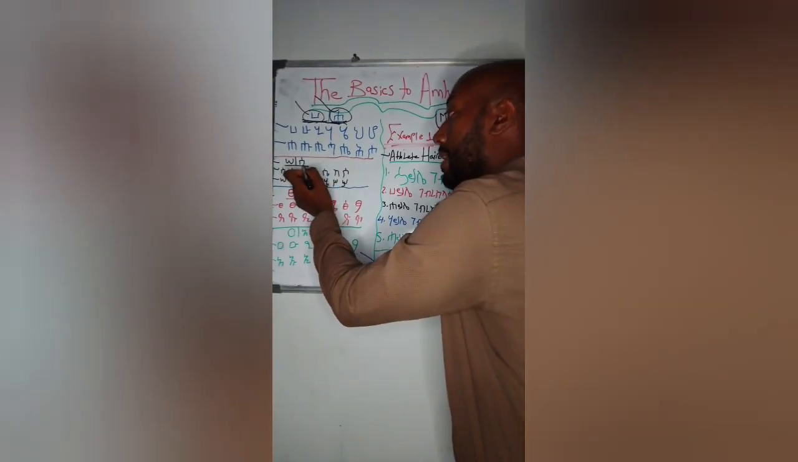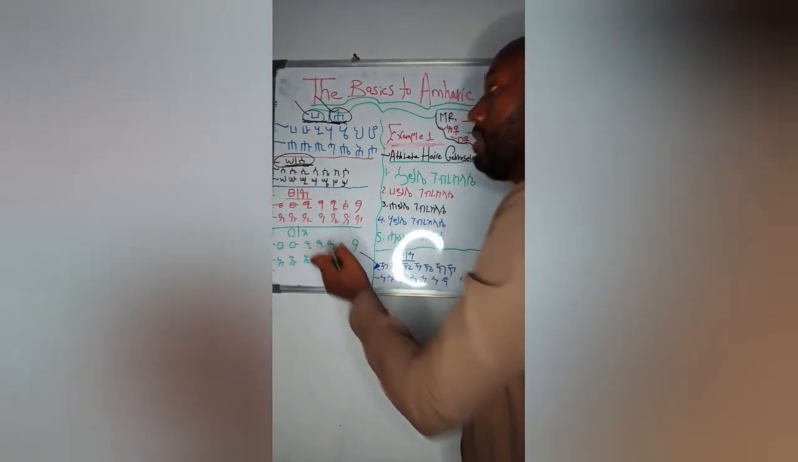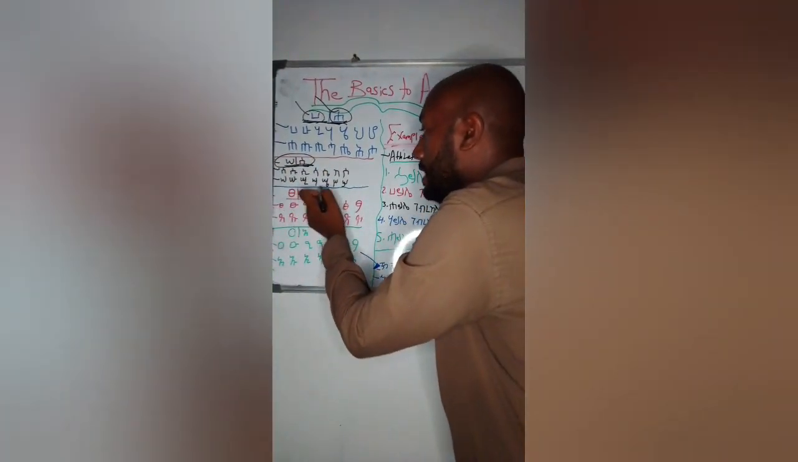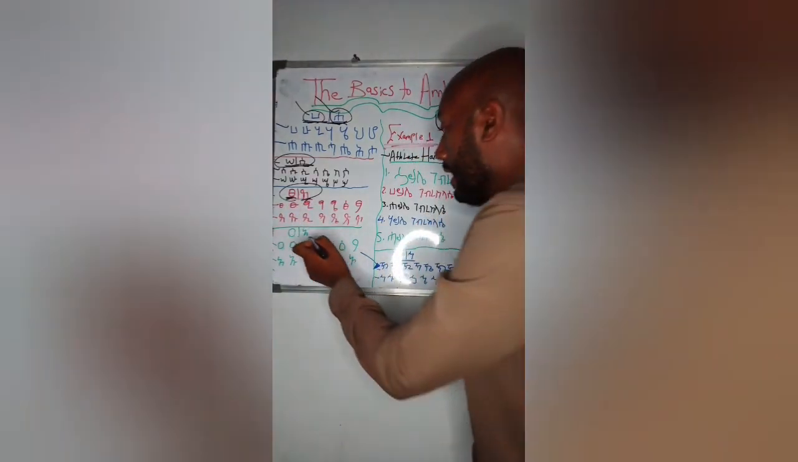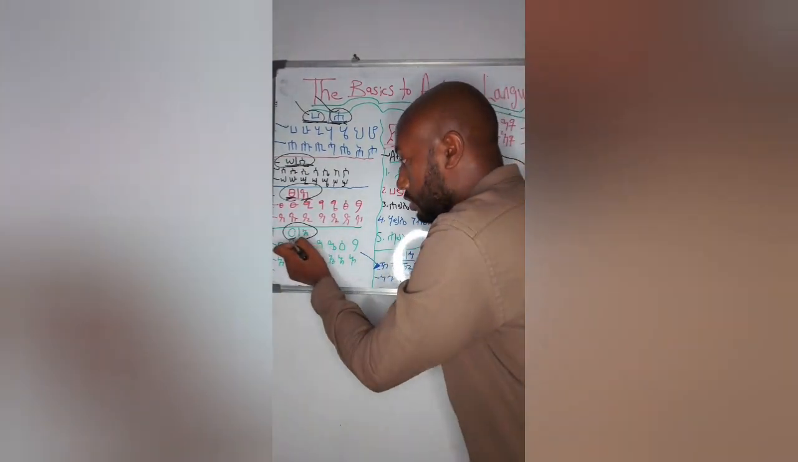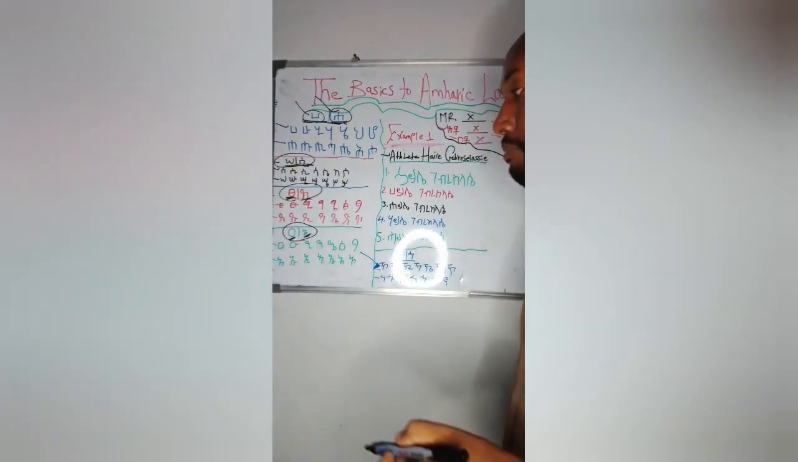The other one is sa. Both of them are sa, sa. They can be used interchangeably. The third one is sa. This one is also sa, this one is also sa. They can be used interchangeably. And the fourth one is a. This one is also a, this one is also a. Okay, they can be used interchangeably.